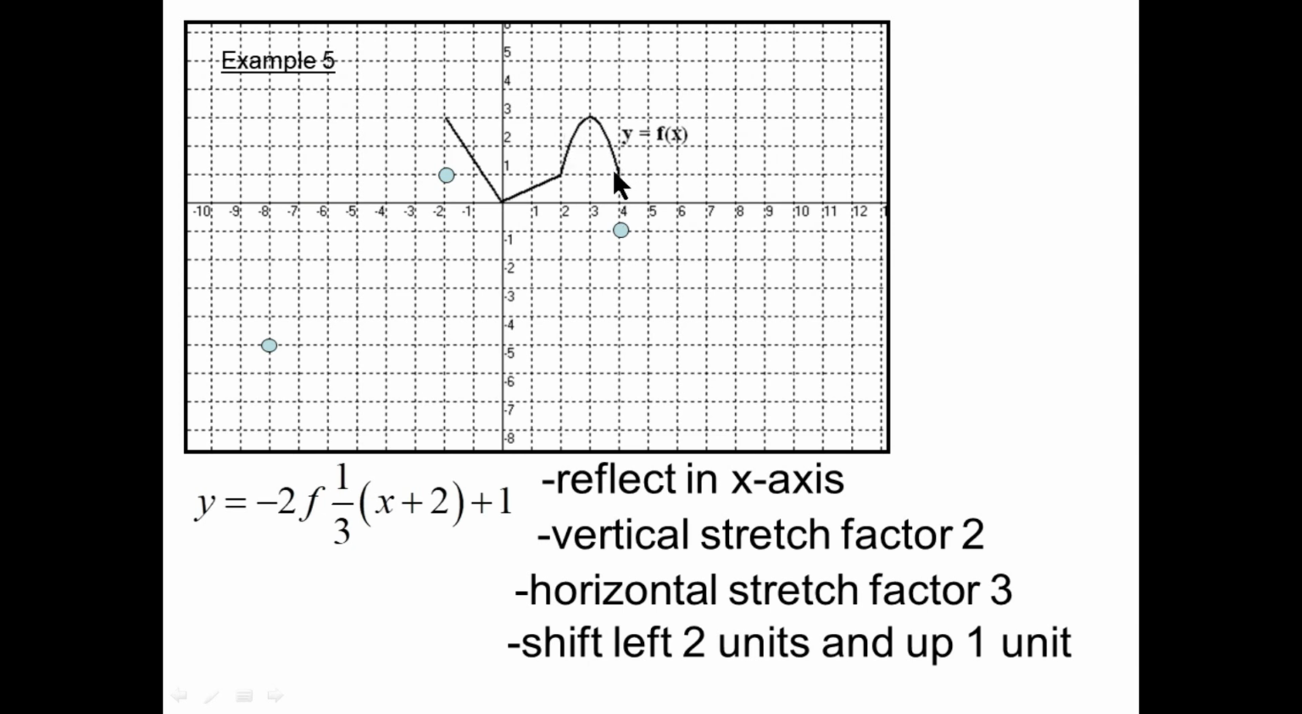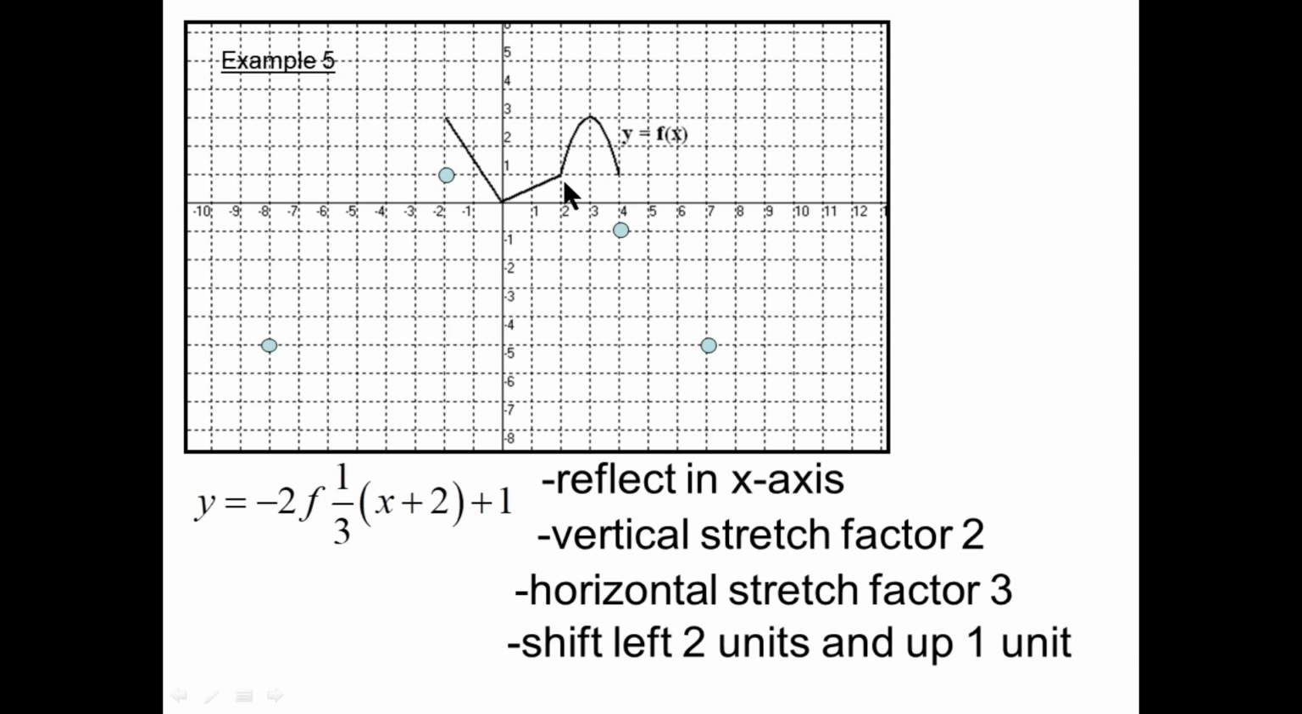The next point is the vertex of this parabola portion, which is right here at 3, 3. Reflect in x, it's down here at 3, minus 3. Vertical stretch times 2, make that 3, minus 6. Horizontal stretch times 3, so I'm 3 to the right. Make it 9 to the right of the y-axis. Shift left 2 and up 1 and put a point there. That'll be the vertex point of a parabola type portion.